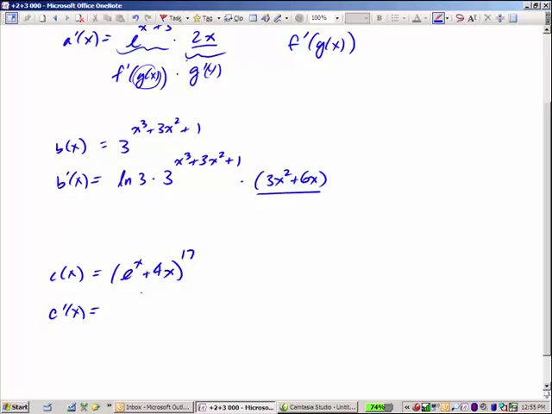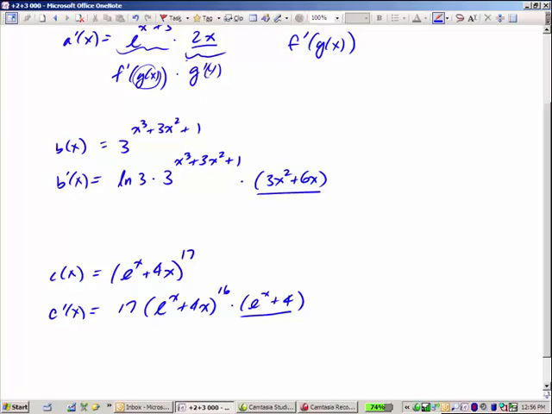Liz, you want to try? You sure? Will, you want to try? Betsy? 17 times e to the x plus 4x is 16 times e to the x plus 4. Great. So Johnny Shortcut would have been like, oh, it's just 17 e to the x plus 4x raised to the 16th. But Betsy's no Johnny Shortcut. She says, I have to chain on the derivative of what's inside the parentheses, the inner function.